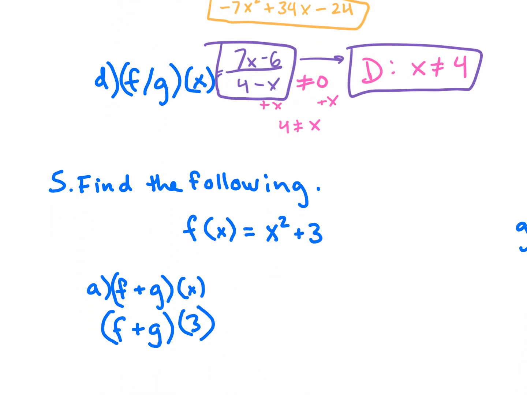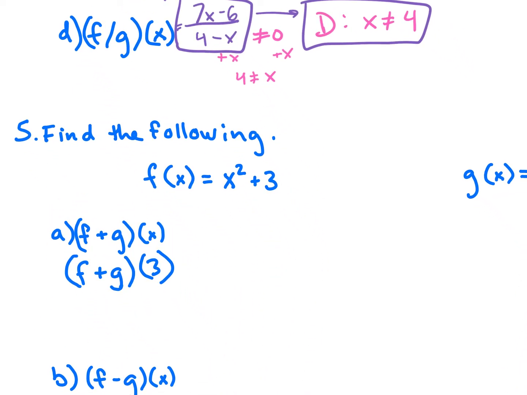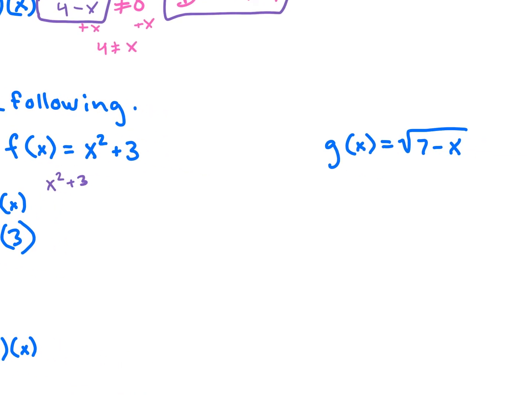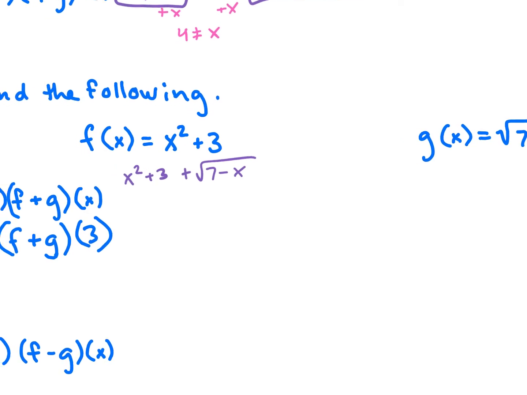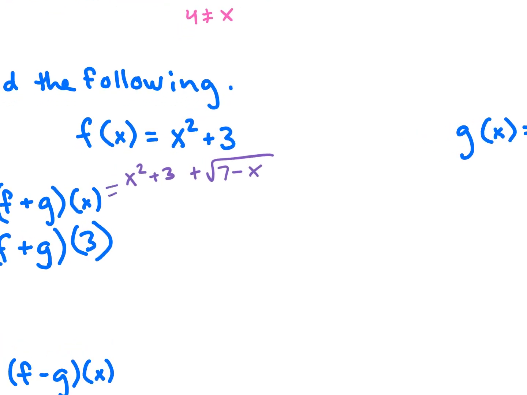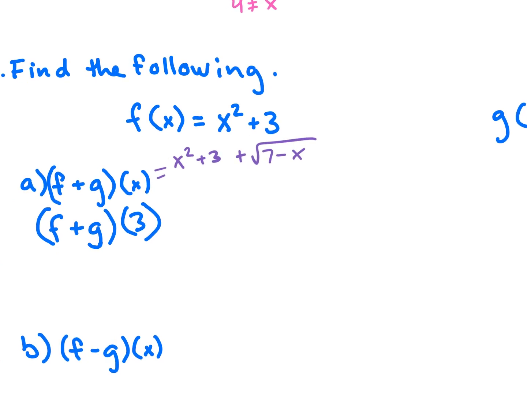All right, number 5, we're doing the same thing. So first we want to add our two functions together. So x squared plus 3 plus the square root of 7 minus x, because g is all under that radical, because g is the square root of 7 minus x. We can't simplify anything here. We don't have any like terms, so this is our function.